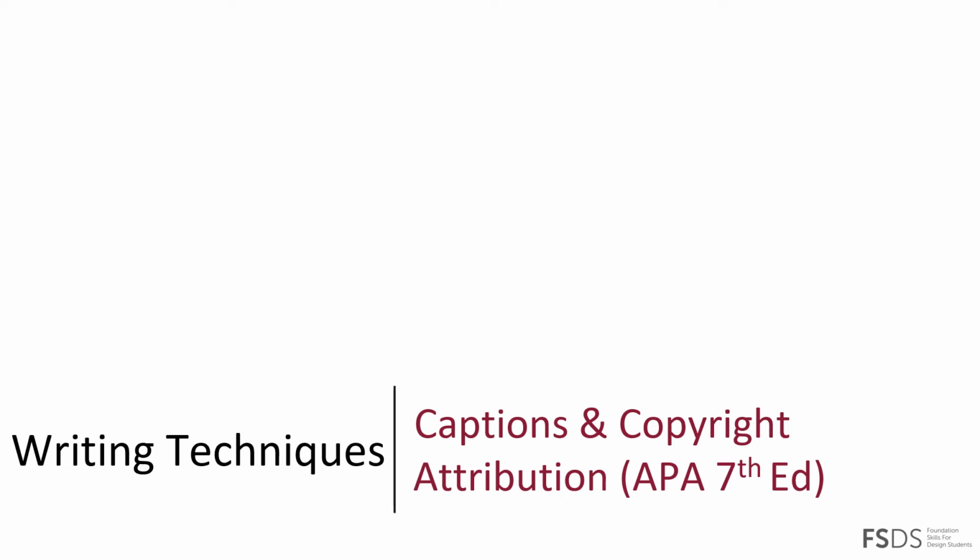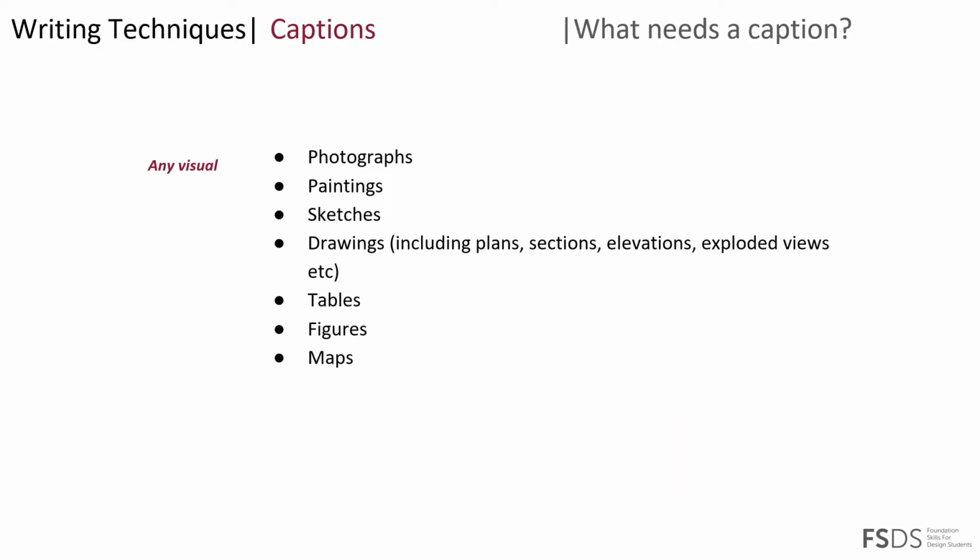Hello everyone. In this presentation, we are going to look at framing and formatting captions, including copyright attribution for the images we use in our text following the requirements of the 7th edition of the APA. Any visual we use along with our text needs a caption, that is to say, needs words to tell the reader exactly how to look at it and what to notice, how it is useful.